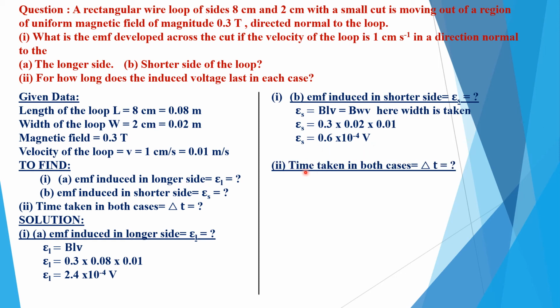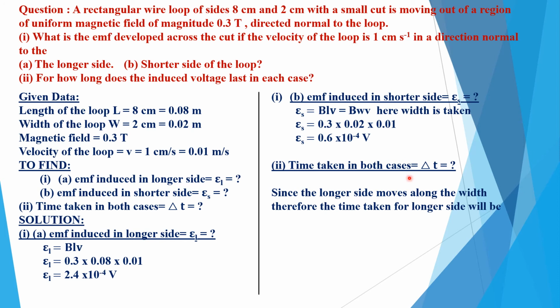Now we need to calculate the time taken in both sides, delta T. Since the longer side moves along the width, therefore the time taken for longer side will be T sub L, time taken for longer side, equal to W, width, divided by velocity V, because distance is equal to V into T.